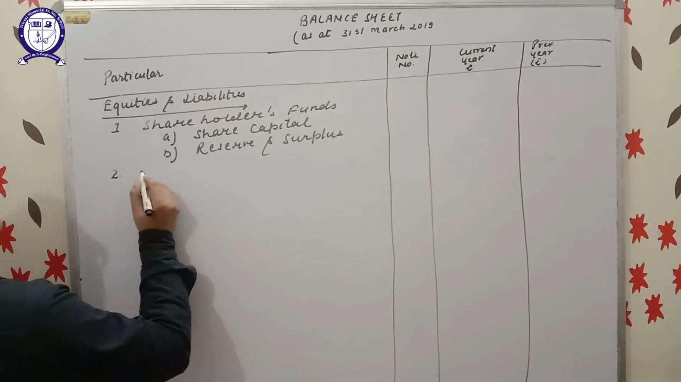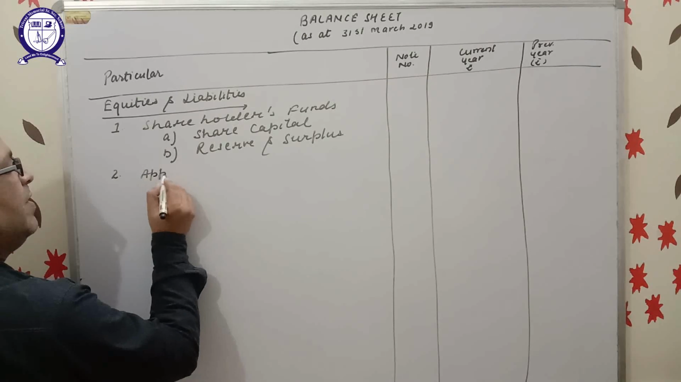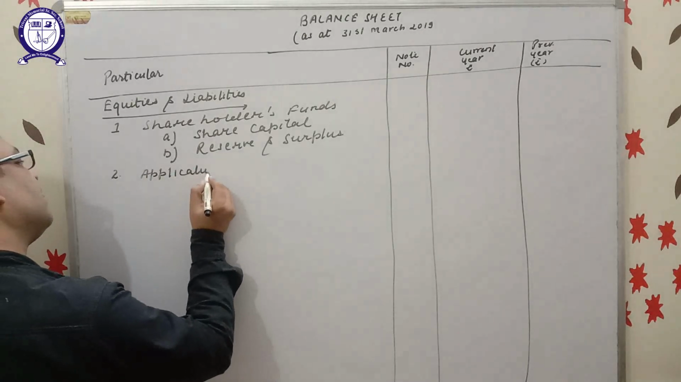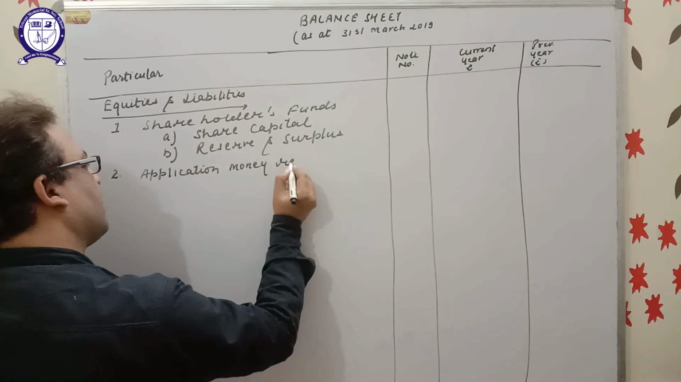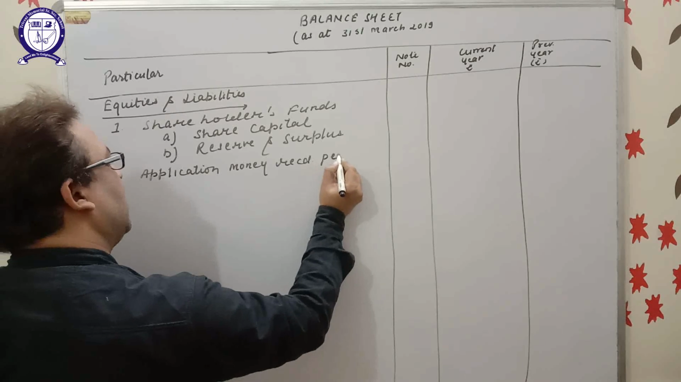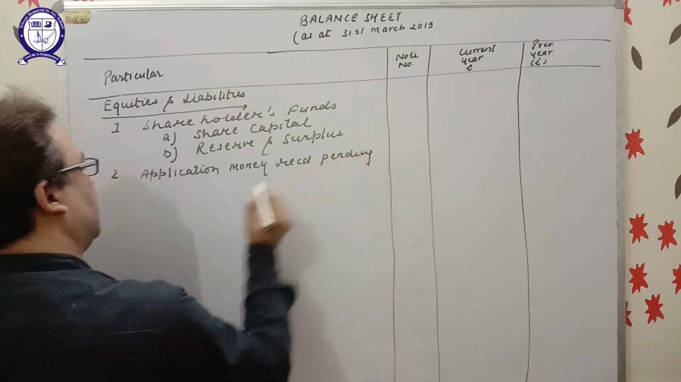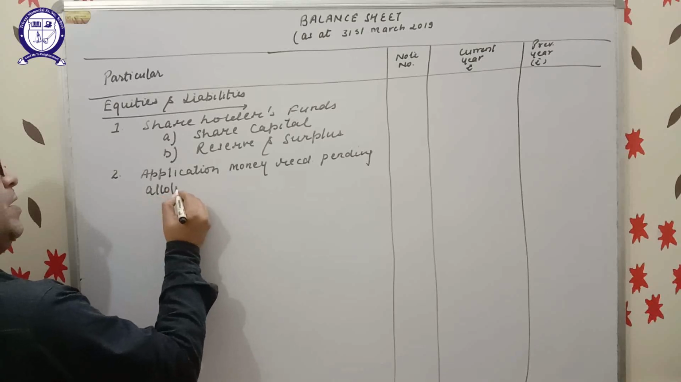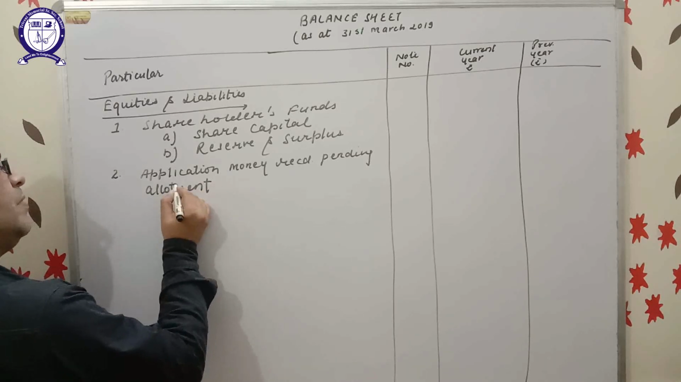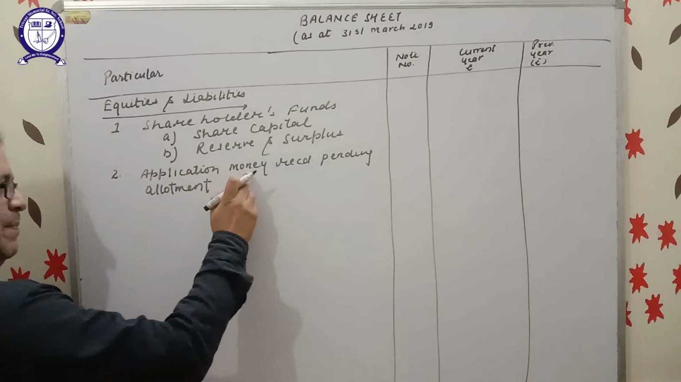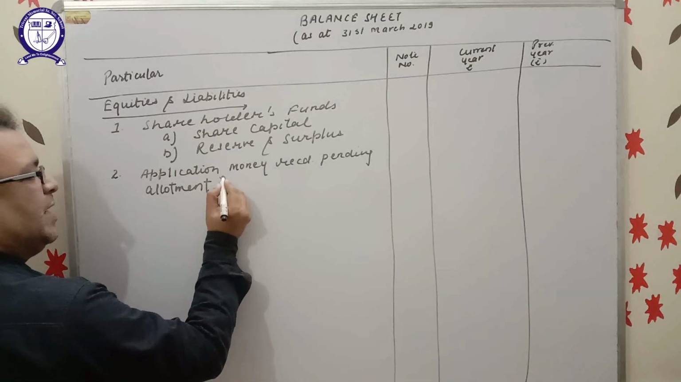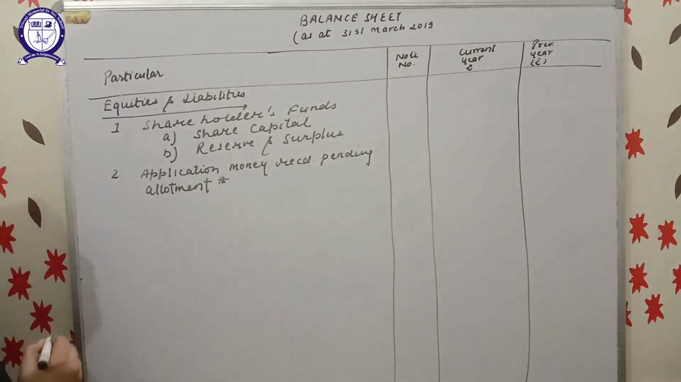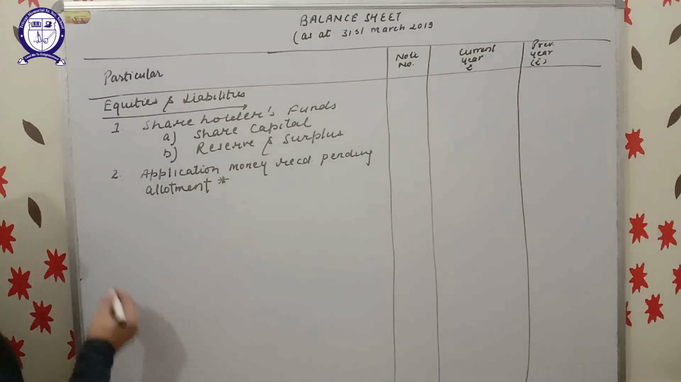Second heading, application money received pending allotment. That means we have received the application money, but the procedure of allotting the shares has not yet started by the company. This heading will not be discussed in the +2 syllabus.